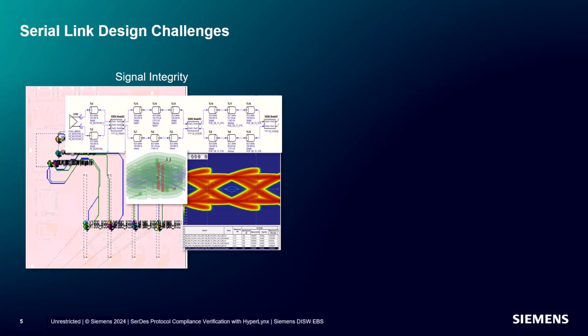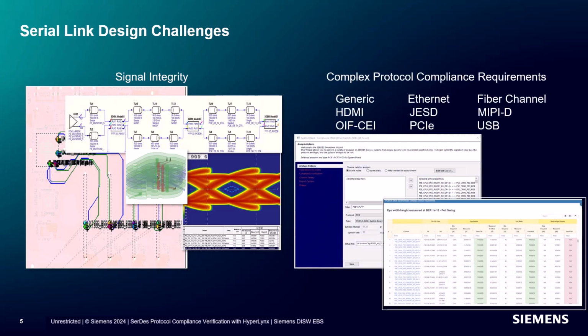Serial protocol standards outline specific requirements that must be met for a link to be considered compliant with the standard, and the methodologies used to assess them. Compliance with these requirements is necessary in order for a board to work properly. Some common protocols are HDMI, USB, Ethernet, and PCI Express, among others. Hyperlinks has built-in support for over 200 popular protocols and variants for easy automated compliance analysis. We'll dive more into that during this presentation.